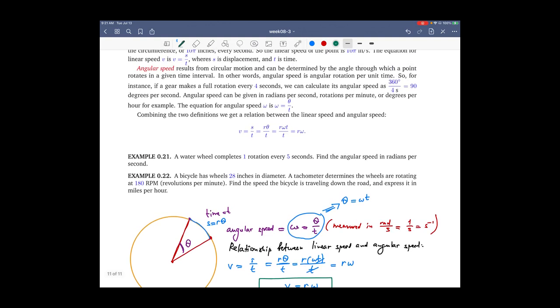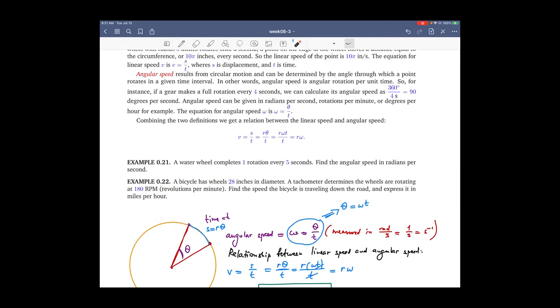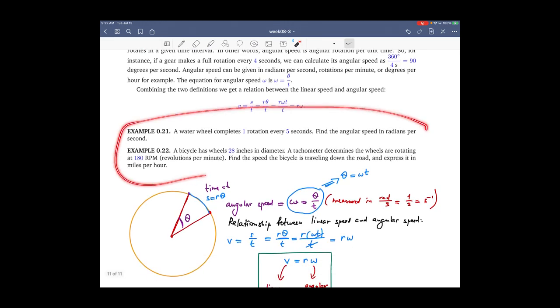Angular speed could be measured in seconds to the -1, but it could also be measured in rotations per second, or revolutions per minute, or degrees per hour. All these units are translatable between each other, as we will demonstrate in these two problems.